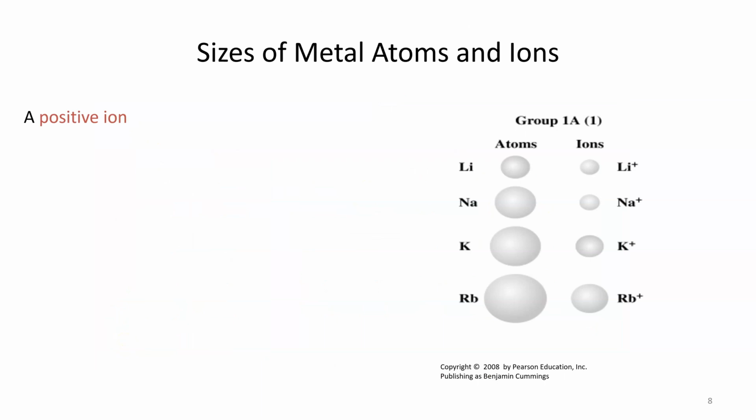All right, size of metal atoms and ions. A positive ion has lost valence electrons. So now that we've talked about neutral atoms, let's talk about ions. Remember, cations lost an electron. What happens to their size? Look at this. It's about half the size.